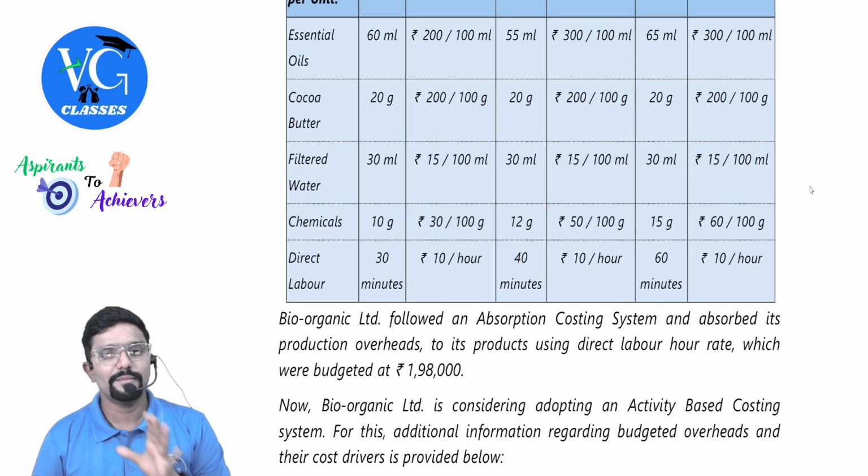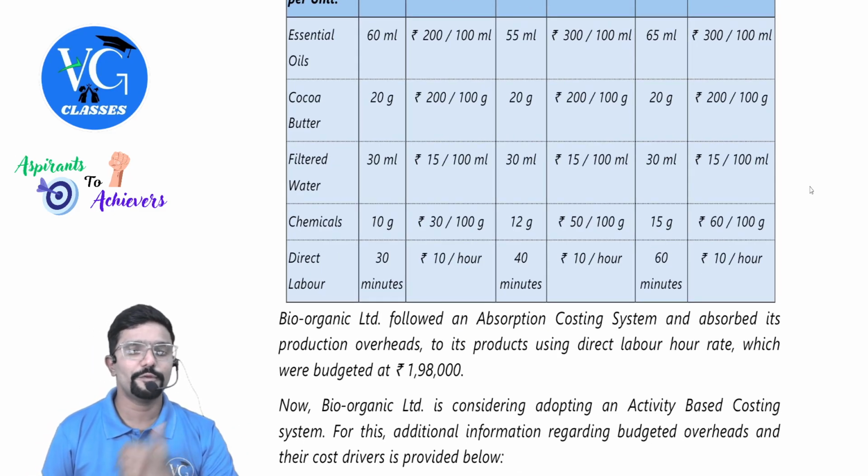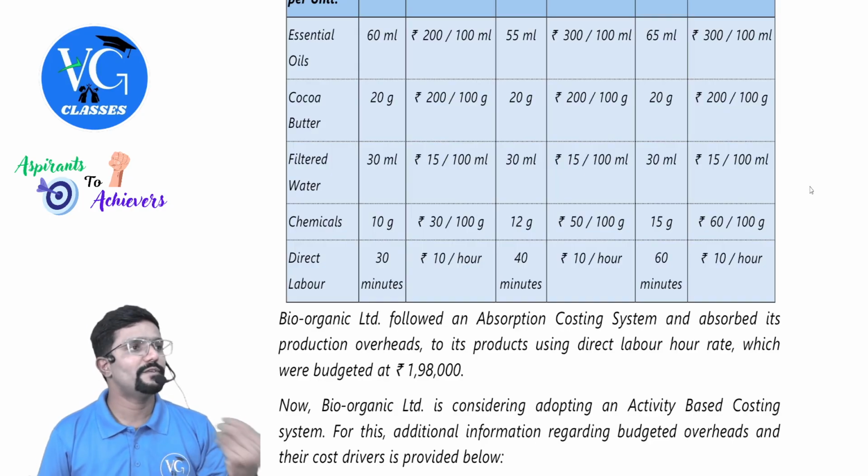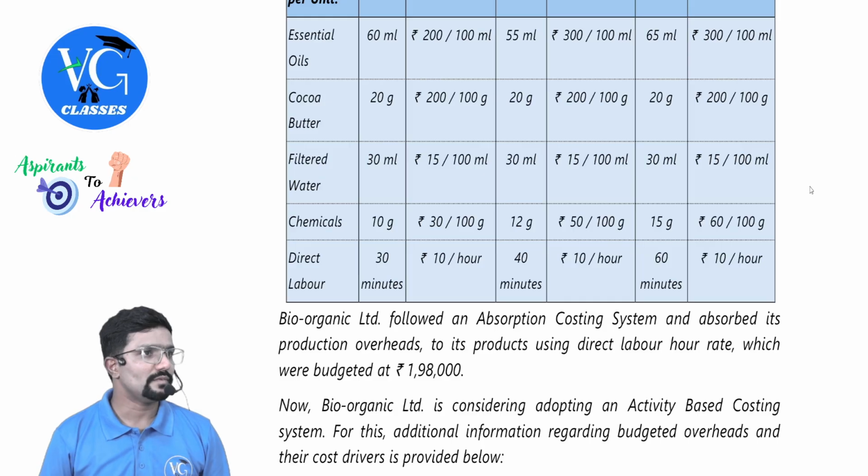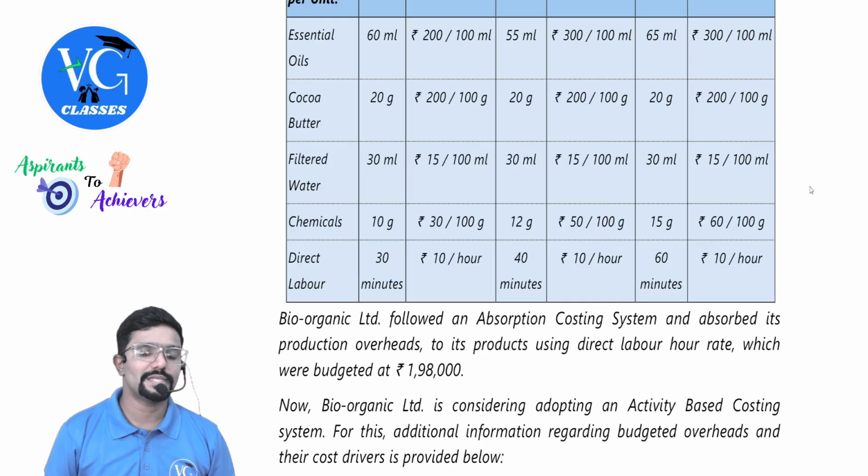Filtered water: 30 ml, 30 ml, 30 ml. What is the cost? 15 rupees per 100 ml. Per ml if I ask you, 15 by 100. Okay, sir.